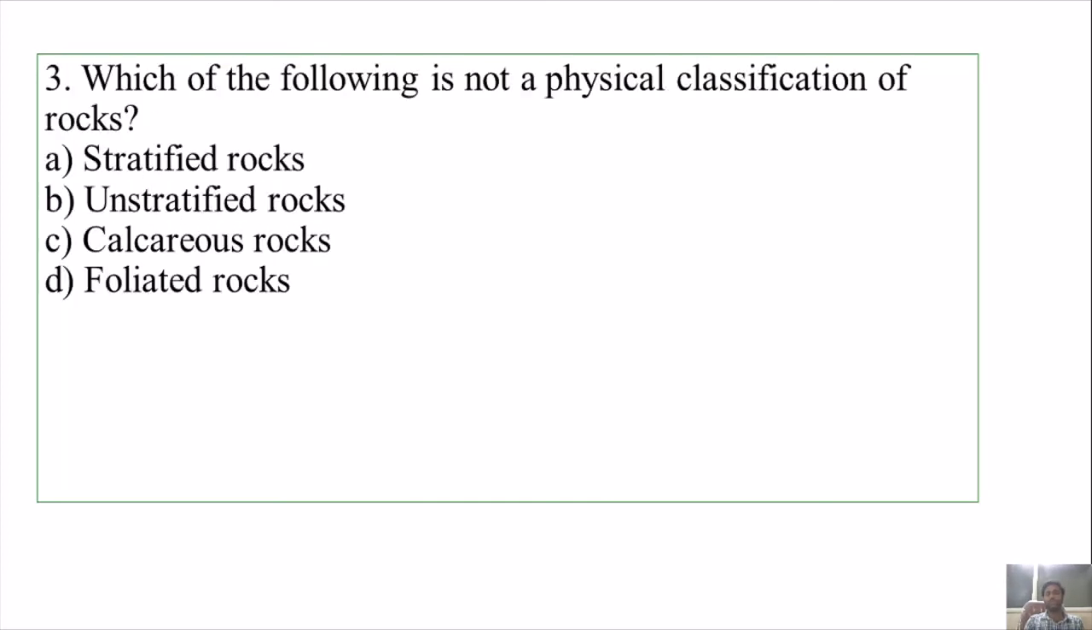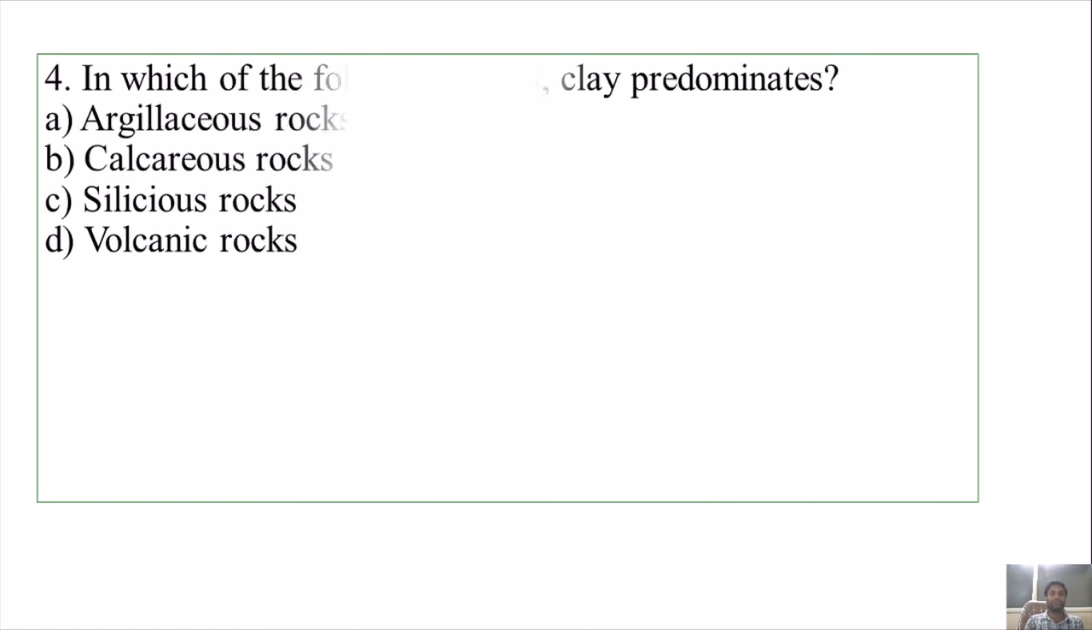Which of the following is not a physical classification of rock? Stratified rock, unstratified rocks, calcareous rocks, foliated rock. Answer is C, calcareous rock, because it is a chemical classification. In which of the following rocks does clay predominate? Argillaceous rocks, calcareous rocks, siliceous rocks, volcanic rocks. Answer is A, argillaceous rocks.